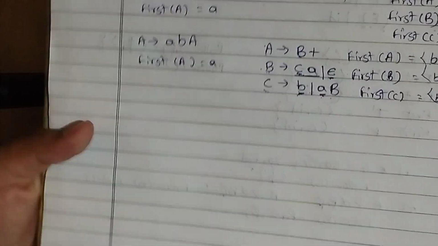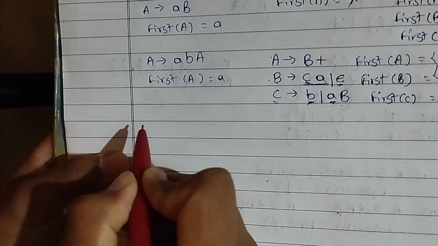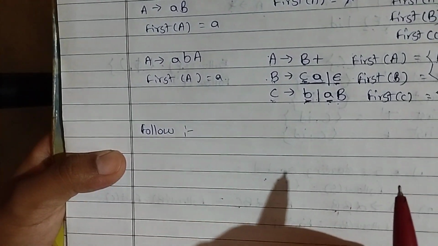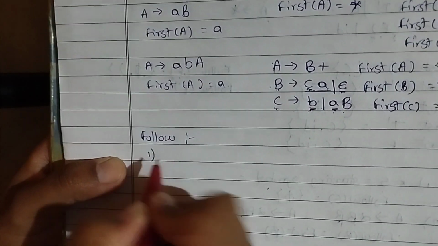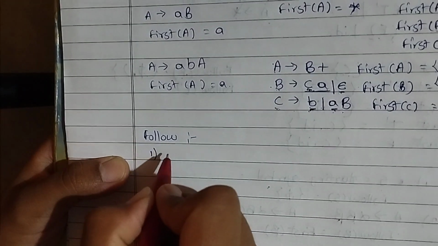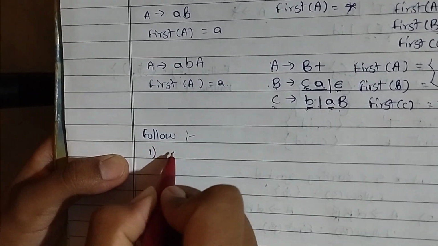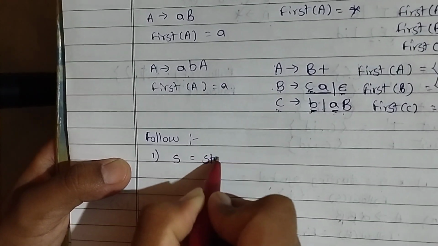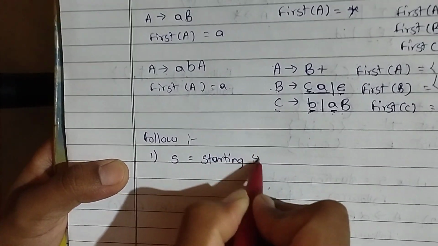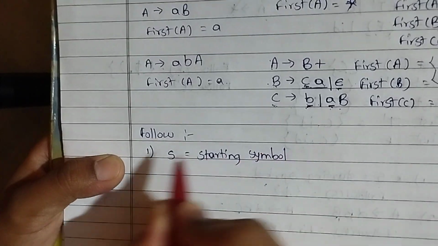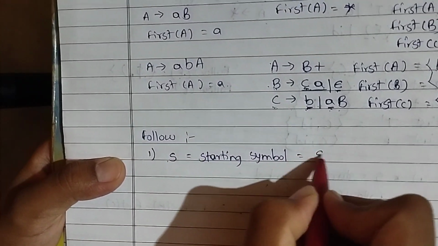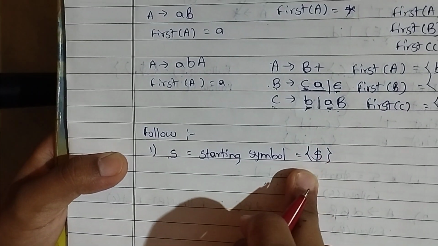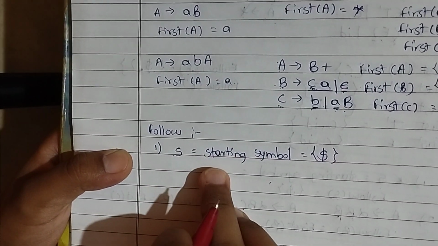The follow is also simple, but some rules are applied for the follow. So now follow. The first rule for finding the follow is about the starting symbol. Let's suppose S is the starting symbol. Then the follow of the starting symbol always starts with dollar. Every time the dollar is always present in the follow of the starting symbol.